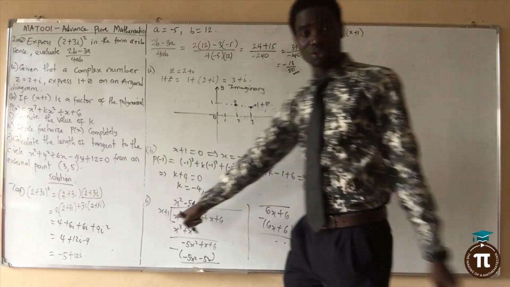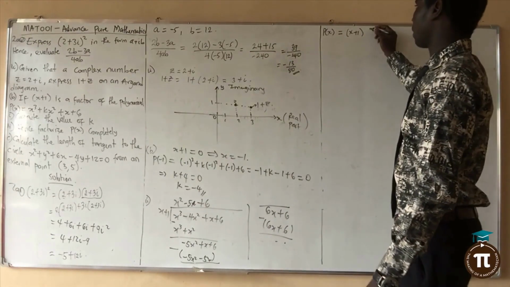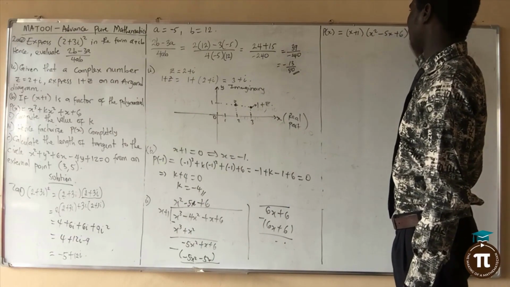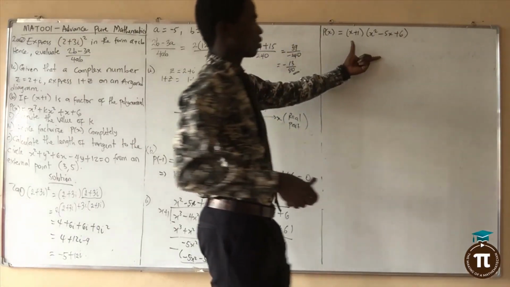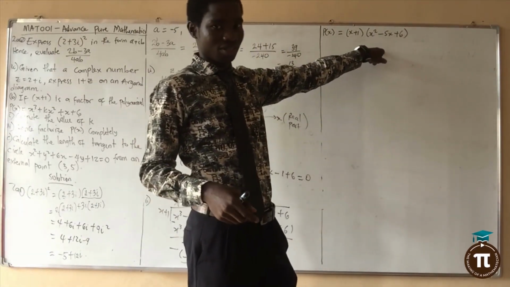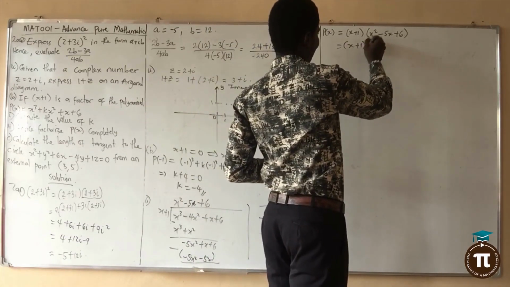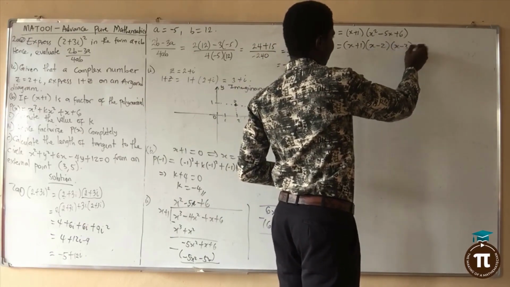That is what I used to divide, multiply by the one that is above. Multiply by x squared minus 5x plus 6. That is the next thing I'm going to have there. So now I will just need to factorize x squared minus 5x plus 6. This will become x plus 1. Then this one will become x minus 2, x minus 3.